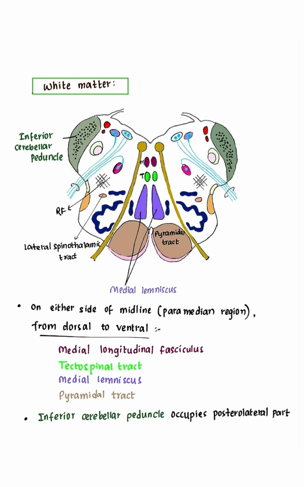White matter on either side of the midline in the paramedian region, from dorsal to ventral: medial longitudinal bundle, tectospinal tract, medial lemniscus, pyramidal tract. Inferior cerebellar peduncle occupies the posterolateral part.